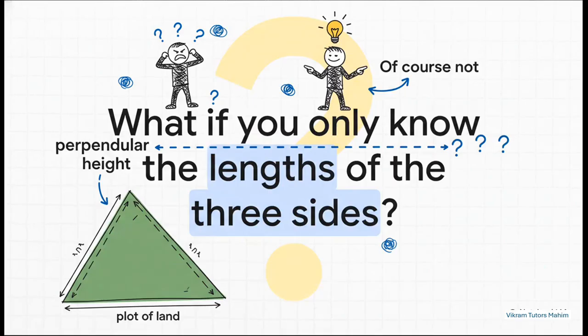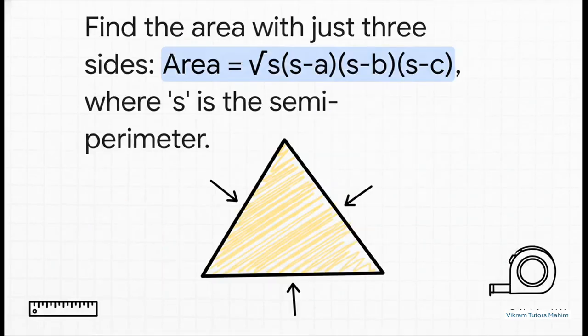That formula is great, but what happens when you can't easily measure that straight-up perpendicular height? What if you're out measuring a triangular piece of land, and all you have are the lengths of the three sides? Do you just give up? No way. This is where a real secret weapon comes into play, Heron's formula. It looks a little intense, I know, but it's brilliant. It lets you find the area using only the lengths of the three sides, A, B, and C.